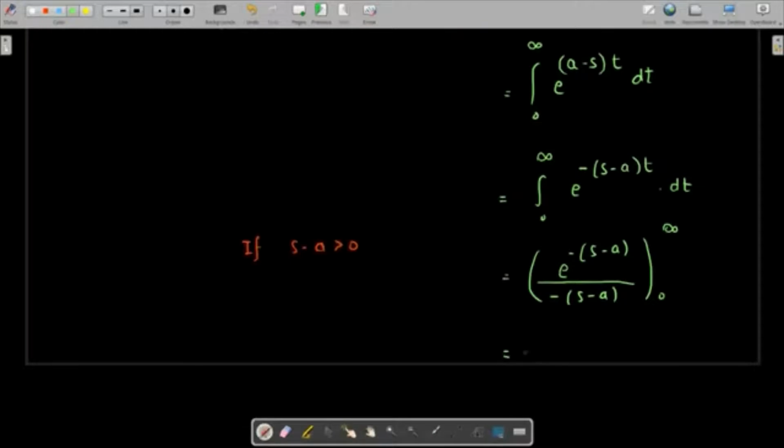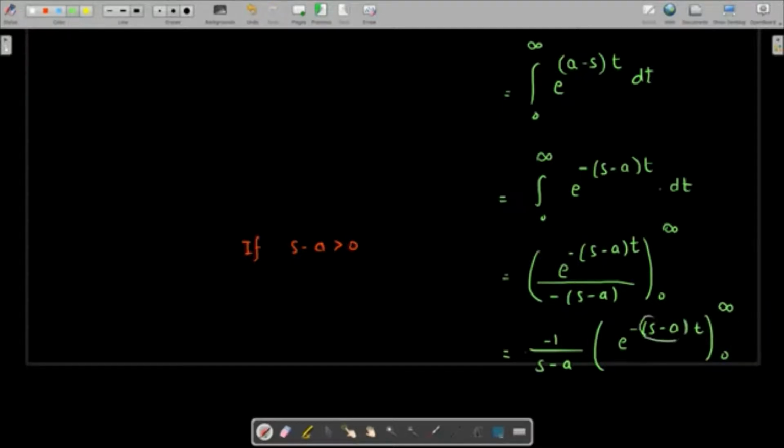So negative 1 over s minus a is going to come out, and we have e raised to, there is a t over here as well, and we place the upper limit, or let's for the moment write it as e raised to minus s minus a times t within the limits of 0 to infinity.